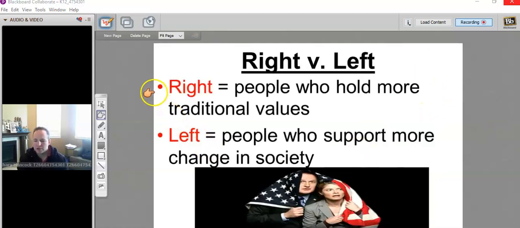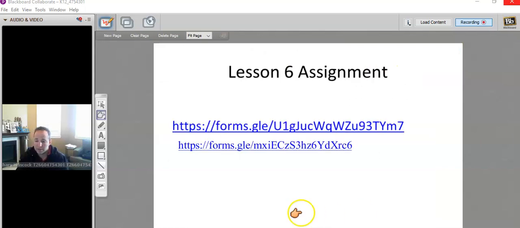So traditionally, people either lean to the left or to the right. To the right are people who hold more to traditional values, and the left are more people who support more change in society. So that's what you're going to be doing, as we talked about your objective on your quiz here, which will lead us to what the assignment is.